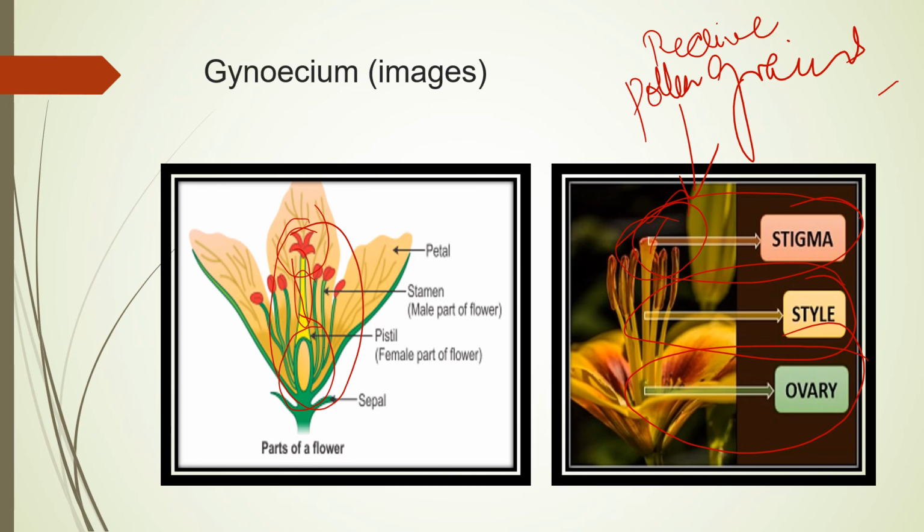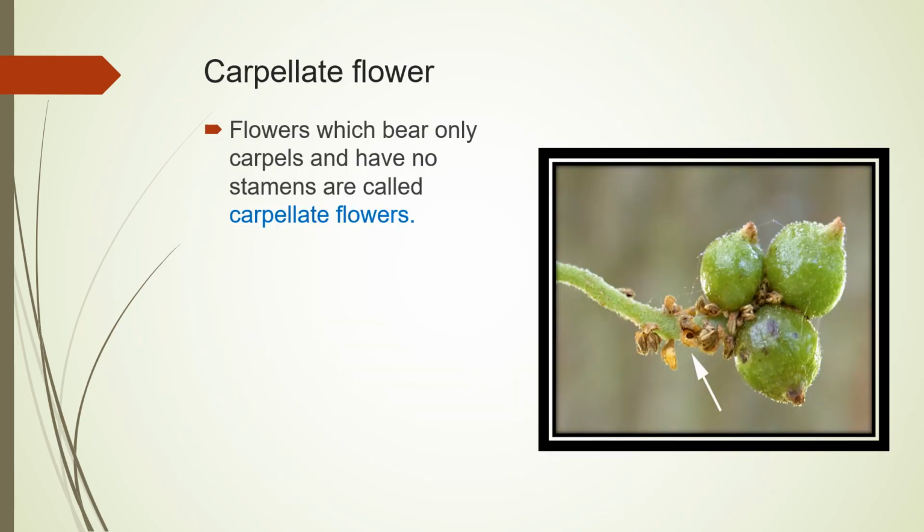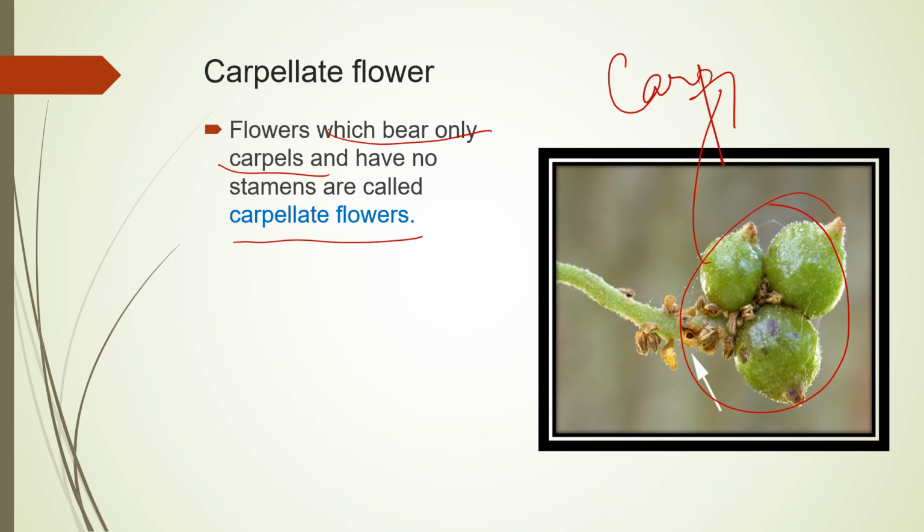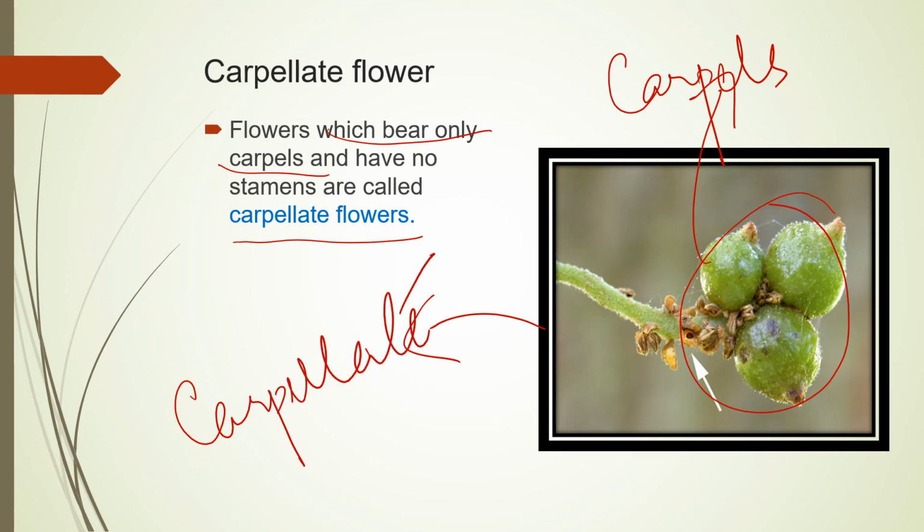Now let us see what is there in the next part. Now here, as we have previously told when we were studying about Androecium, we have told you about the staminate flower. They contained only the stamens. Now here you can see the flowers which are having only carpels. They have no stamens, they bear only carpels. So this is an exception. That was also an exception. So only carpels are present, and this is called a carpellate flower.